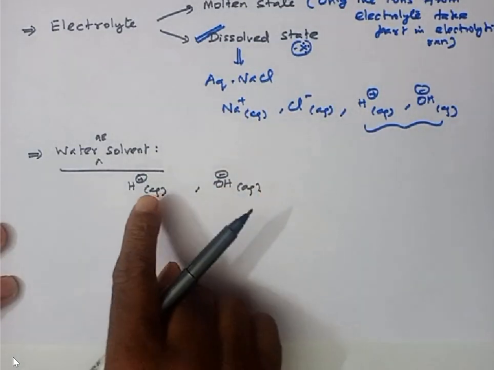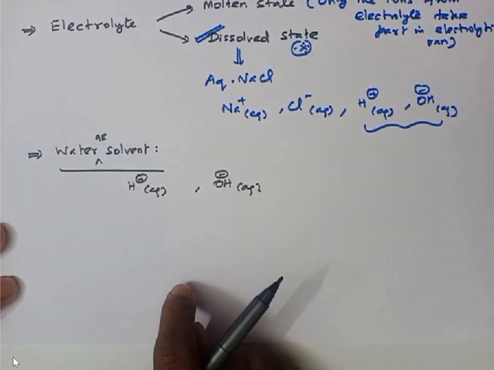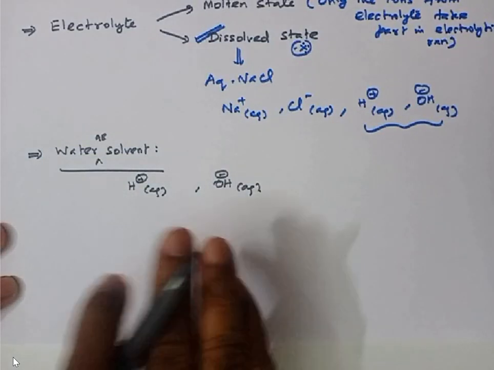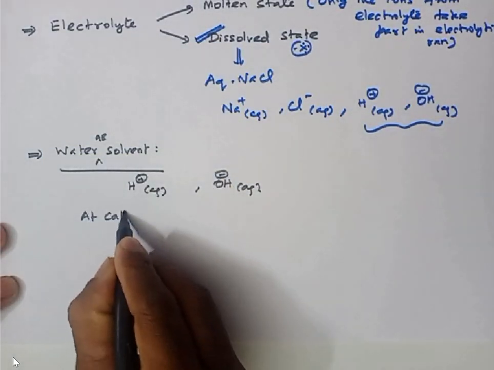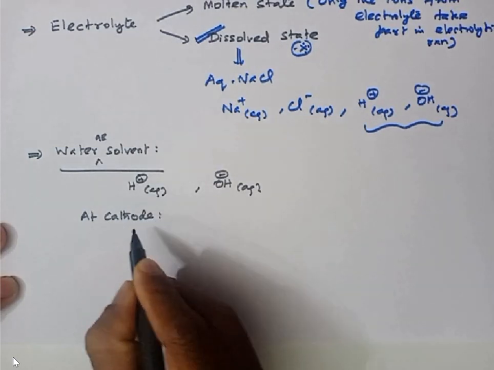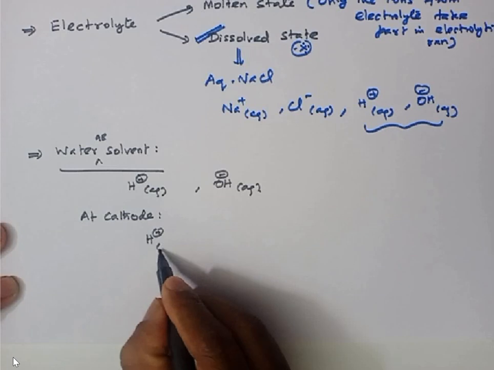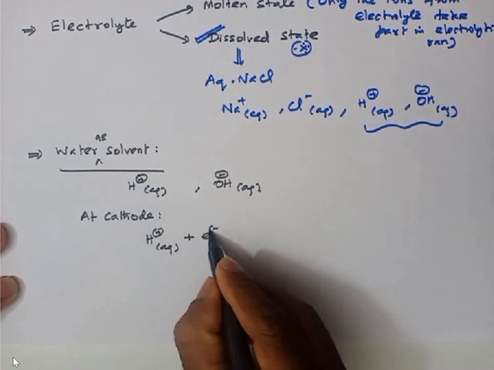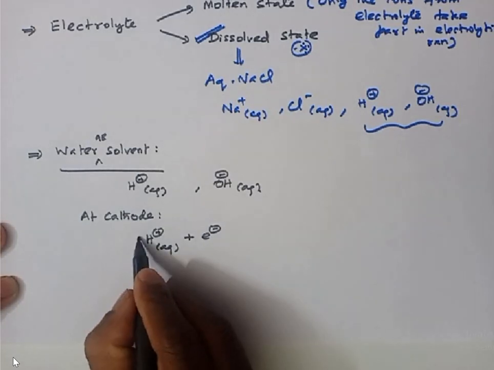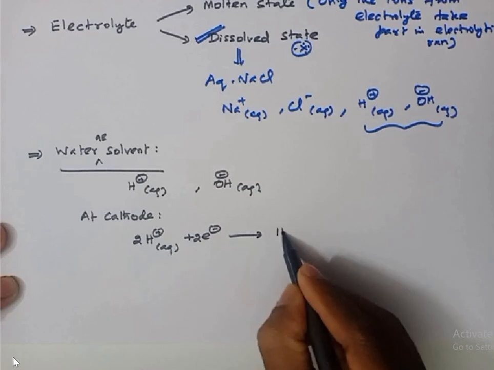For example, H plus ions approach the cathode and undergo reduction. What is the reduction reaction? The reduction reaction is this. So at the cathode, the H plus ions produced from water approach the cathode and gain electrons. Actually 2 H plus ions gain 2 electrons and get reduced to hydrogen gas.